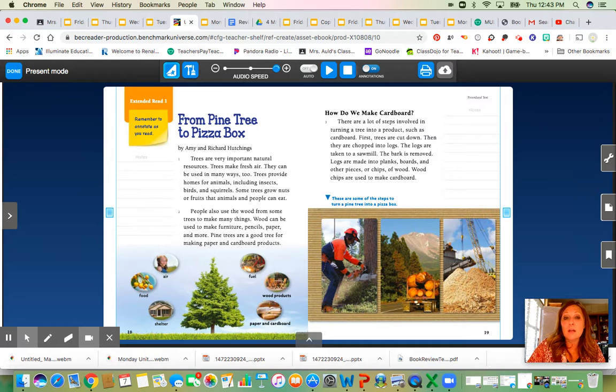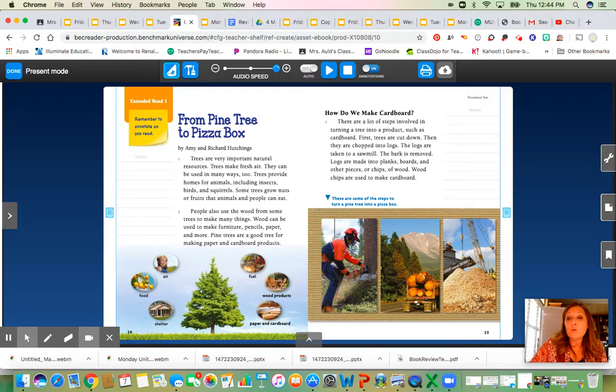Okay, question number one wants you to go through and find the key details, the important facts. These pictures right here probably go along with the words on this page, and there's something in there that's important. Okay, so I know I'm going from a pine tree to a pizza box. A pizza box is made with cardboard. So there's probably something in here that talks about the first steps. All right, so here we have my topic right here. How do we make cardboard?